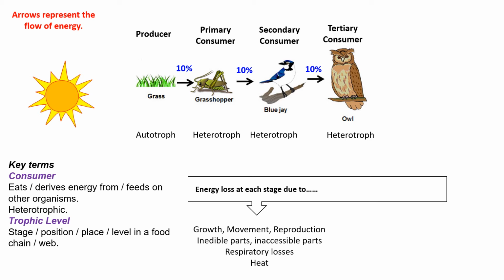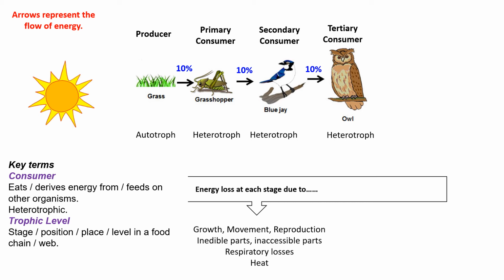Okay, so we've got growth, movement, reproduction, which are all requiring energy in the form of ATP. So respiration has to occur in order for them to happen. We've got inedible parts and inaccessible parts. So, for example, if an owl eats a blue jay, then there are parts which they're not going to eat, inedible parts, like, for example, bones, like feathers.